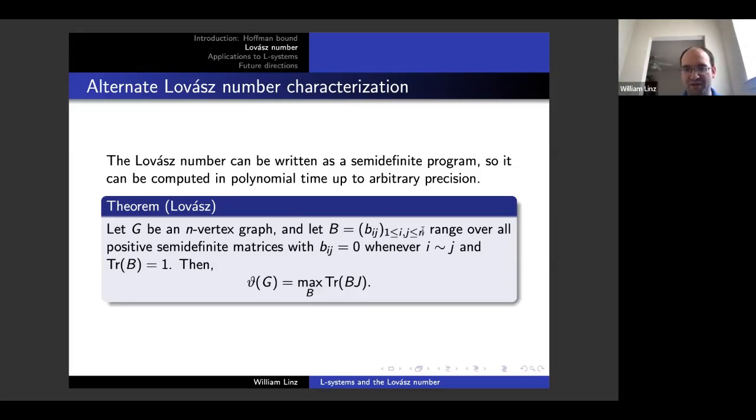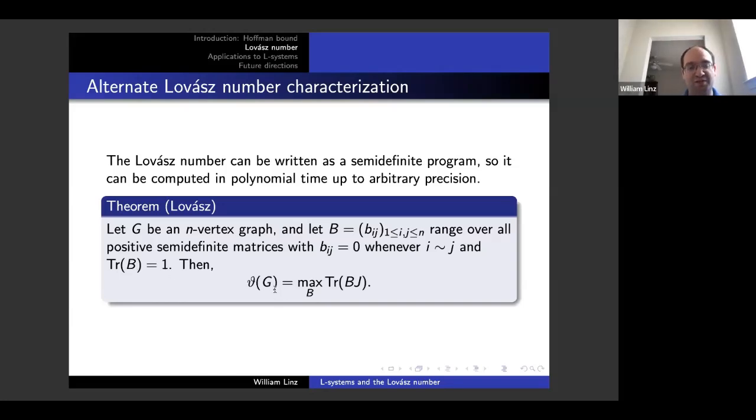Now we'll take B to range over all positive semi-definite matrices, which are 0 whenever i is adjacent to j. Again, the matrices are indexed over the vertices of the graph. And then trace of B is equal to 1. So there's some sort of linear condition on the sum of the diagonal entries of the matrices.